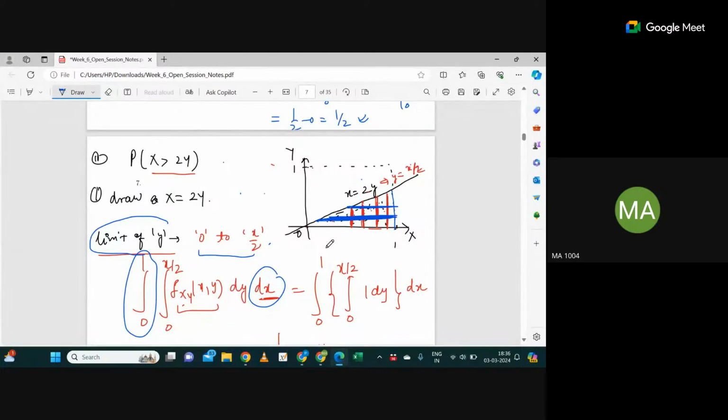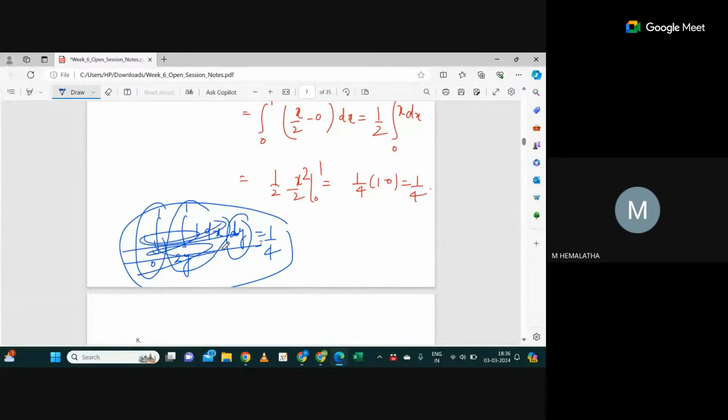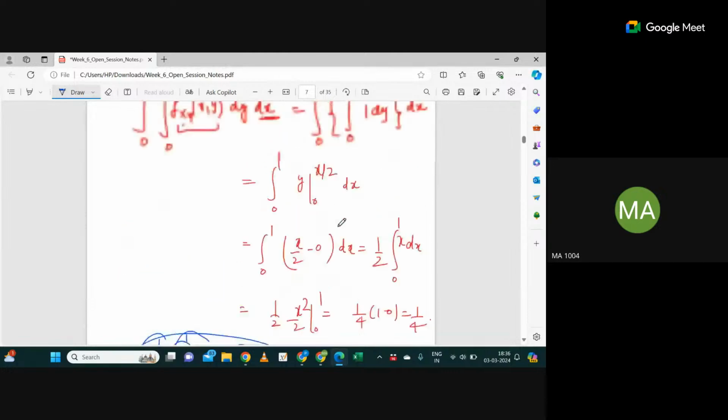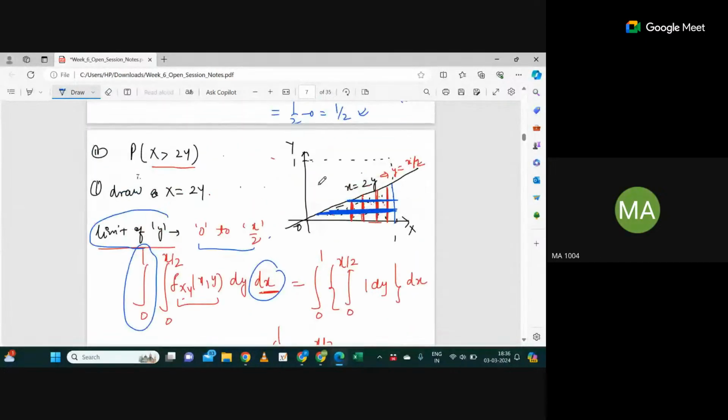Is that all right? Sir, can you just repeat this part alone once, please? This thing we need to check. Okay, which one? This 2y to 1. How to put that limit, sir? Okay, the inner limit and the outer.